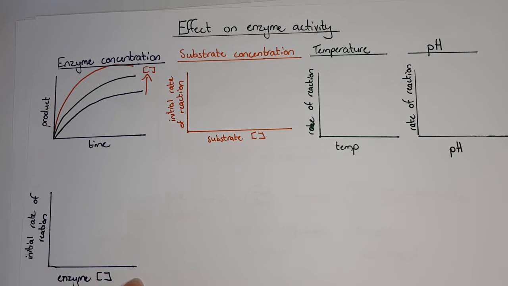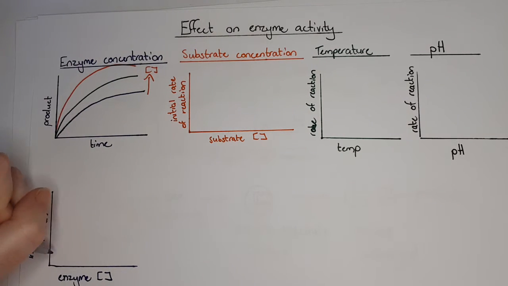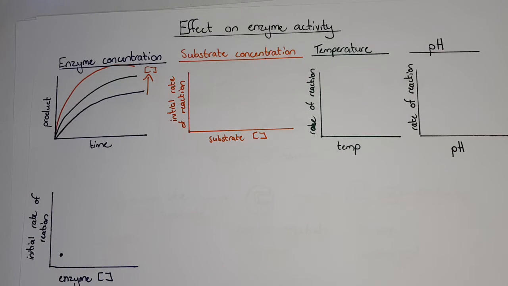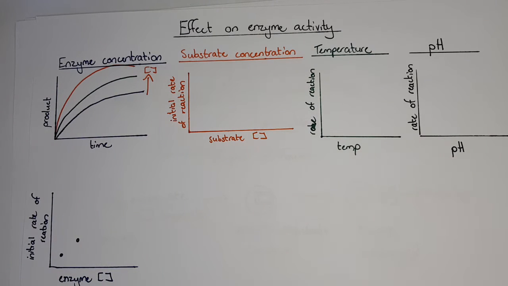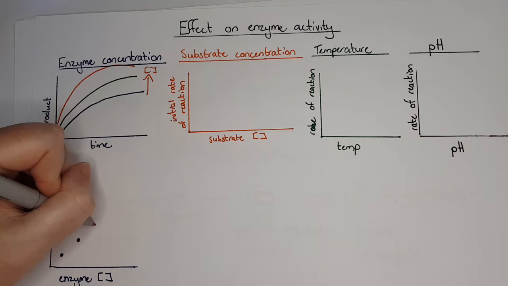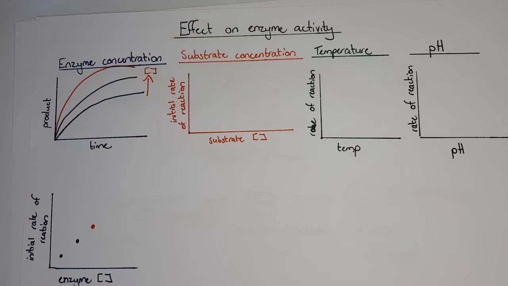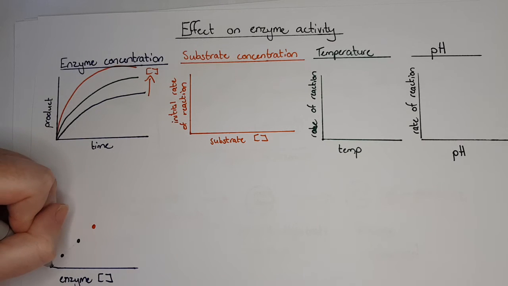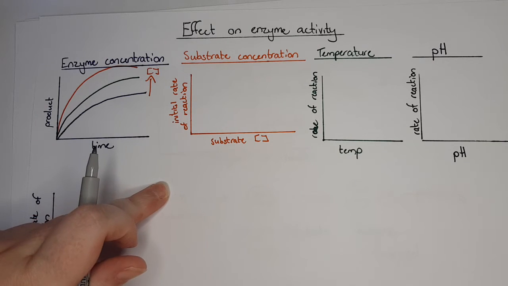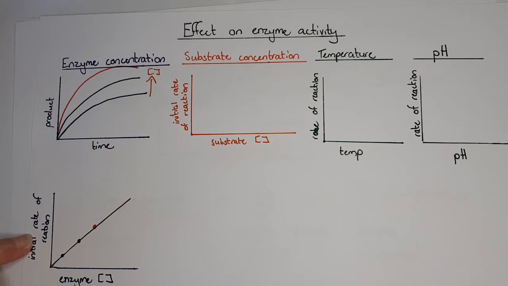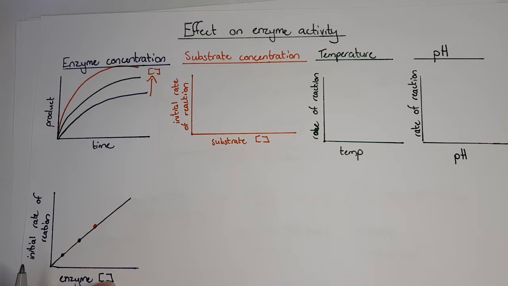So as I increase the enzyme concentration, if I take each one of these initial rates and plot them on that graph, what's going to happen is I end up with a straight line, meaning as the enzyme concentration increases, I become proportional in terms of increasing rate of reaction. So when you increase your concentration of enzyme, you increase your rate of reaction.